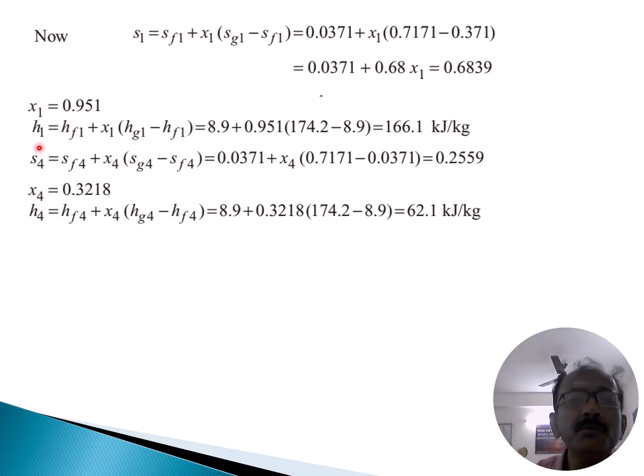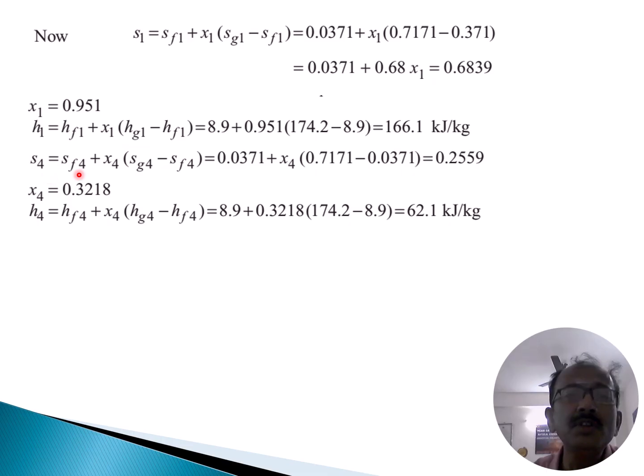Similarly, the same formula applies for enthalpy, so the formula is just the same: H1 equals HF1 plus X1 into HG1 minus HF1. So we put the values of HF1 and the others, and we can easily calculate the value of H1. So this is the value of H1. H1 means the enthalpy at state point 1.